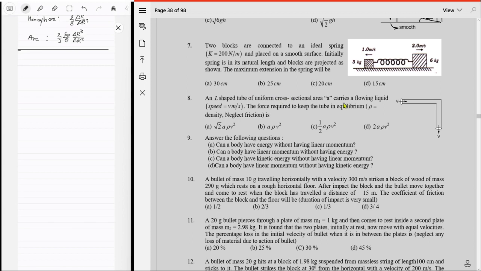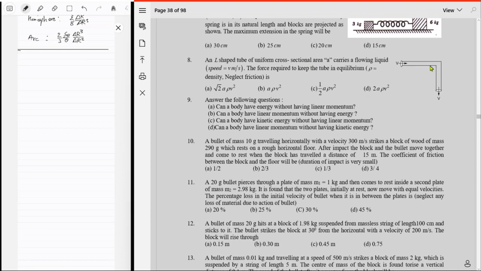L-shaped tube, uniform cross-section area A carries fluid. Oh, this thing. The force required to keep the tube in equilibrium. So think of the individual fluid particles. They have to change their velocity in an average kind of way. A very weird average if you ask me. So on average, the fluid has to change its direction from going this way to now going that way. So that needs a change in momentum.